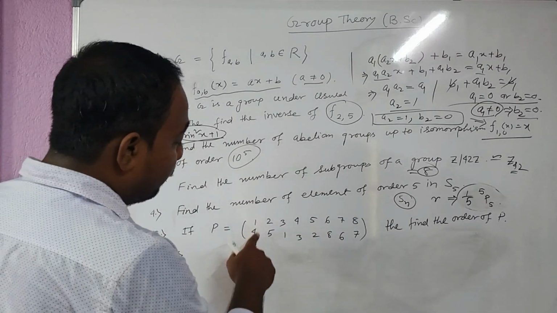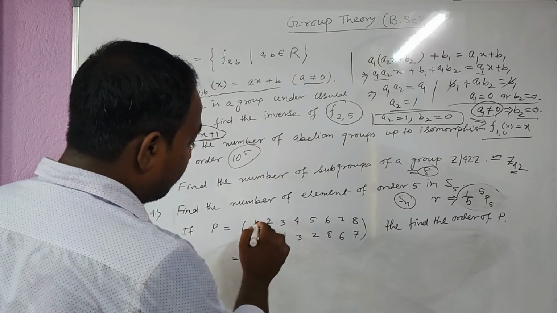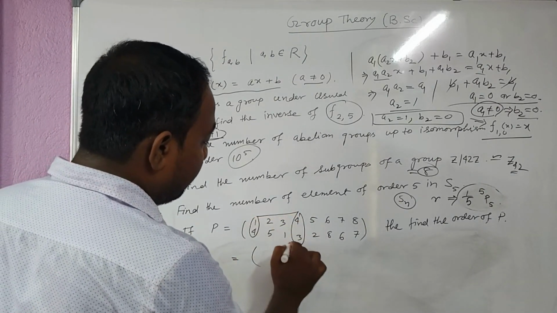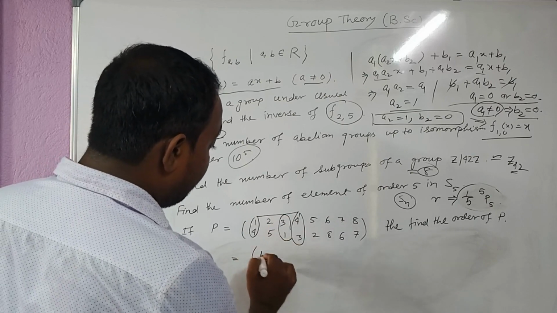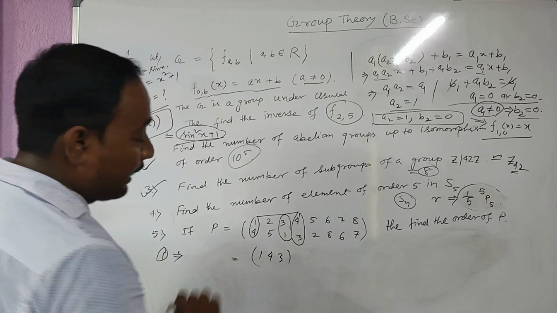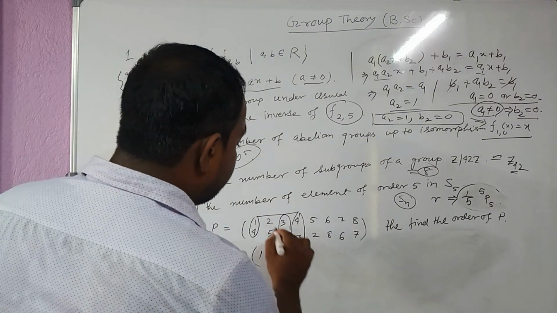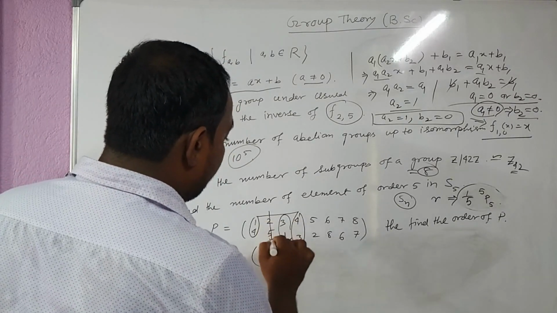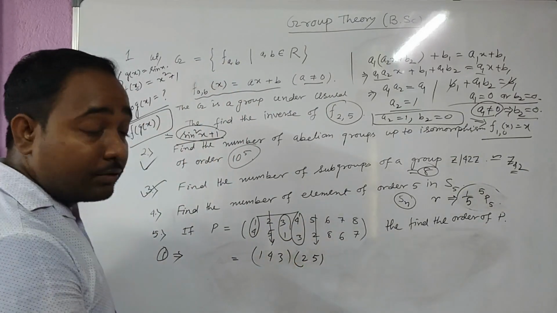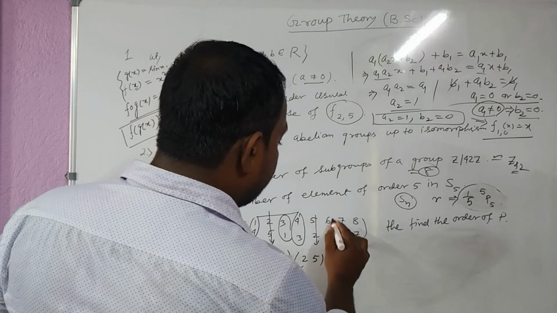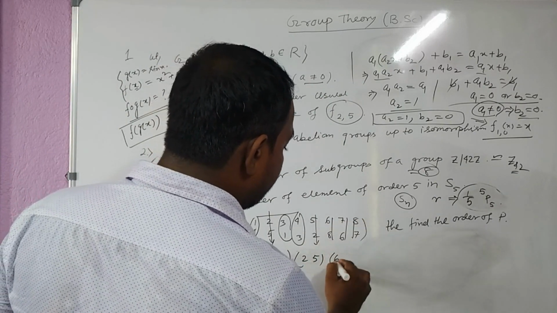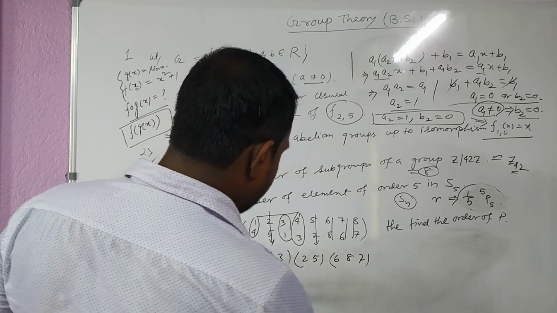Disjoint cycle means 1 goes to 4, 4 goes to 3, and 3 goes to 1. So look at this: 1 to 4, then 4 to 3, then 3 to 1. So (1 4 3) is a cycle of length 3. And next, 2 goes to 5, 5 goes to 2, so the next disjoint cycle is (2 5). And then another, 6 goes to 8, 8 goes to 7, 7 goes to 6. So (6 8 7).